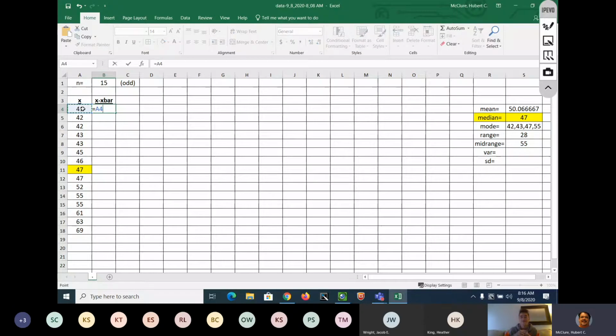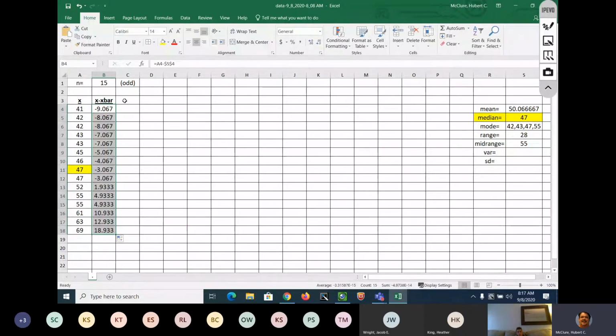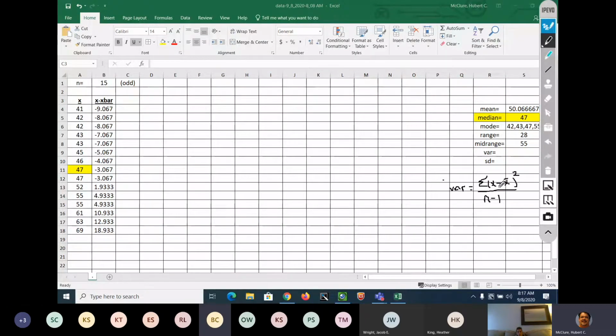Minus, there we go, F4. Oh, I have to remember how to do it on this computer. Hold on just a second. Function F4. There we go. And copy that down. Okay, read the formula. What do we do with X minus X bar after we do the inside of the parentheses? What do we do? Please excuse. You got to square it. Excuse. Exponent.